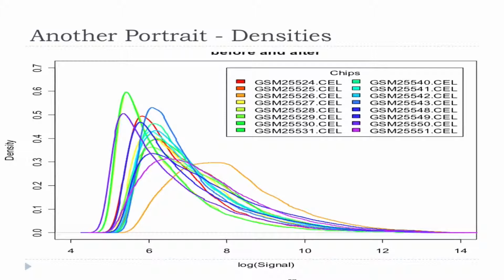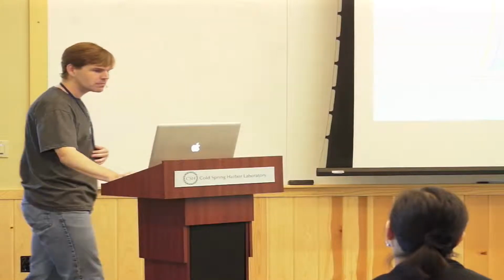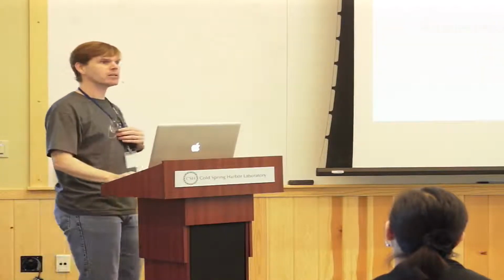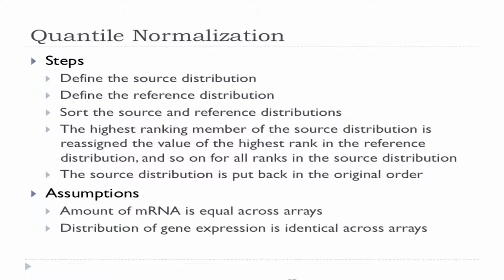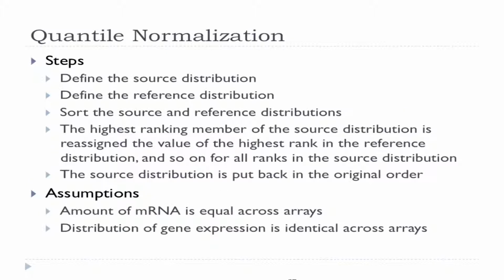So in doing that, everybody now has the same standard deviation, everybody now has the same mean, everybody has the same median, etc. The densities are identical. So you can imagine that's actually a pretty rough thing to do to arrays. We're saying all the arrays have to be identical. They're drawn from the same distribution. So the underlying assumption here is that the amount of RNA is equal, yes, but the distribution has to be identical. That's not always going to be the case.